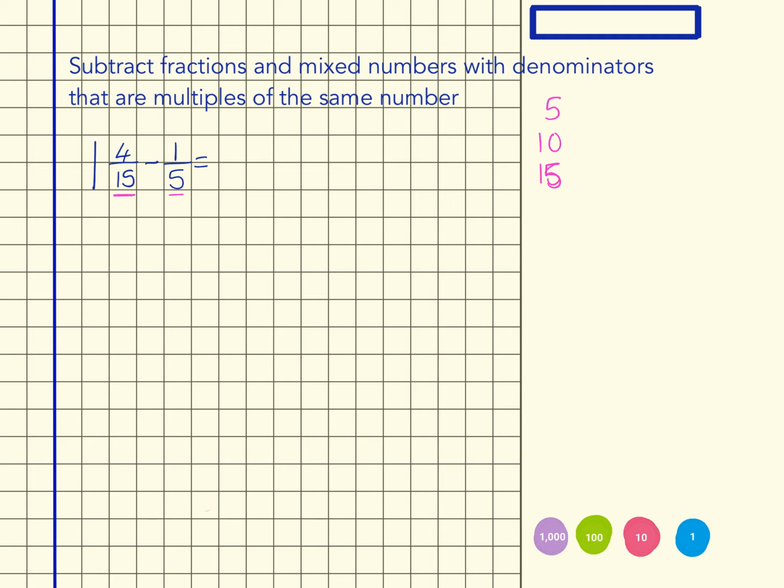The reason that that's helpful with a question like this is because when I'm adding or subtracting fractions, I need to make sure that they have the same denominator, the same number of parts. So if I was to model this using a bar model, and I was to have my fraction of 1, 2, 3, 4, 5, 6, 7, 8, 9, 10, 11, 12, 13, 14, 15 parts. So that's one whole.